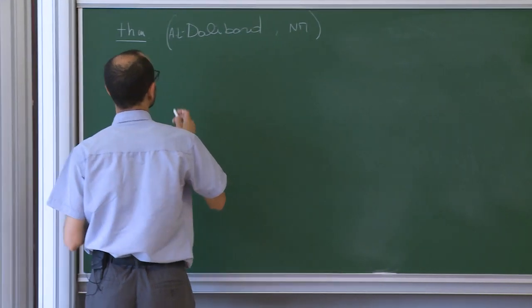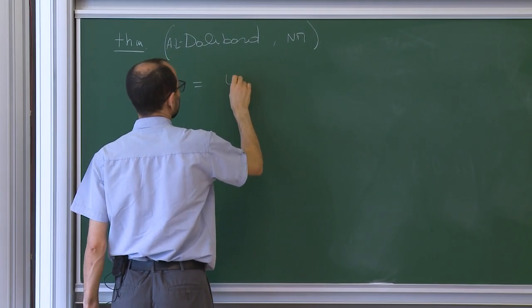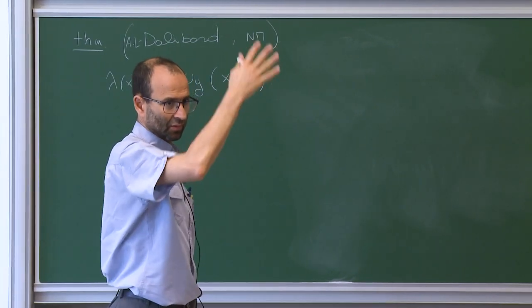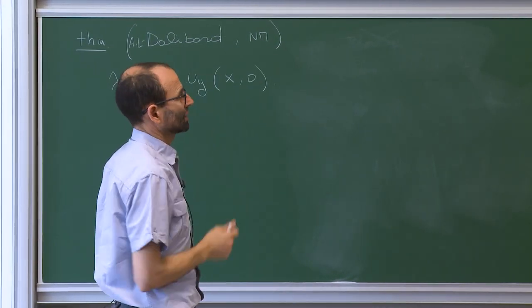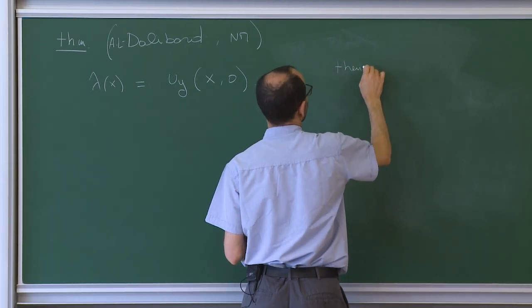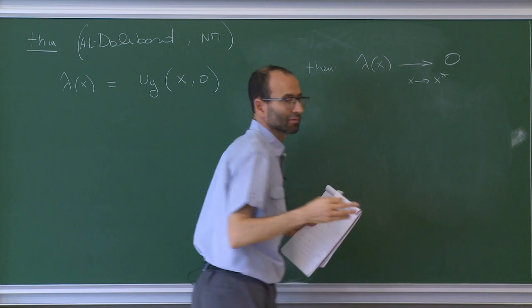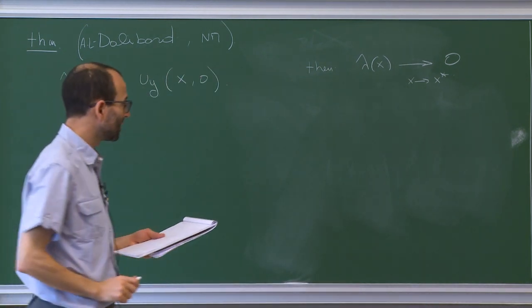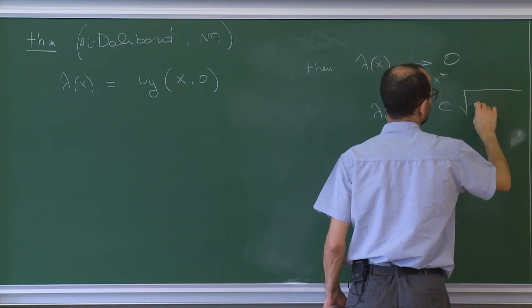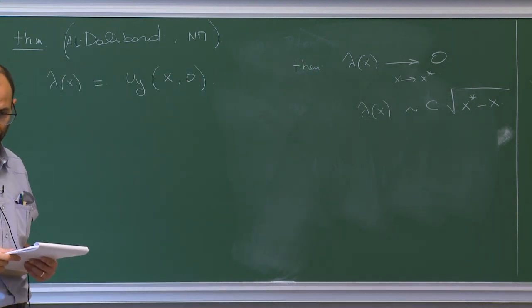So if I define, let me start with a short version. If I define lambda of x to be uy of x zero, okay, so that's the derivative in y, then we know that lambda of x will go to zero when x goes to x star. That's really the definition of x star being the separation point. But we can say more. We can say that lambda of x behaves like some constant times the square root of x star minus x. And we can be more precise about this, but this is really the short version of the result. Okay?